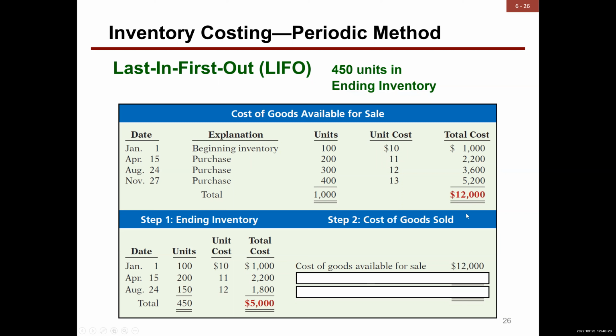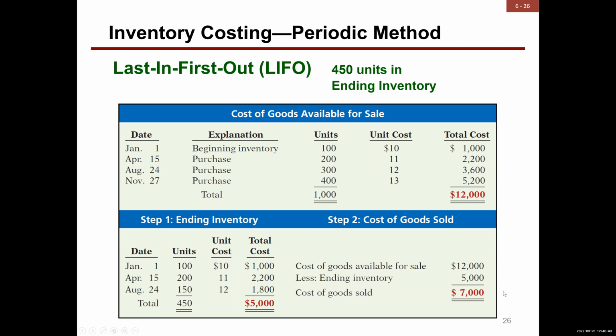Now, the amount available was 12,000, and we only had 5,000 left. What's our cost of goods sold? Well, 12,000 minus our ending inventory of 5,000. Our cost of goods sold would be 7,000.